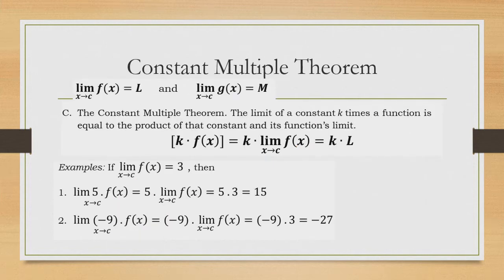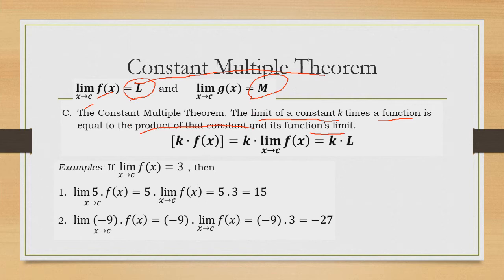Okay, next is the constant multiple theorem. So for this theorem, or sa mga susunod na theorems, we're going to use this one. The limit of f of x as x approaches c will be denoted by letter L, and the limit of g of x as x approaches c will be denoted by M. So based on the constant multiple theorem, the limit of a constant k times a function f of x is equal to the product of that constant and its function's limit.